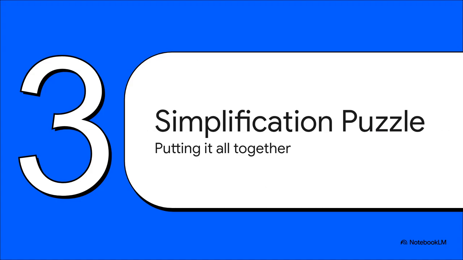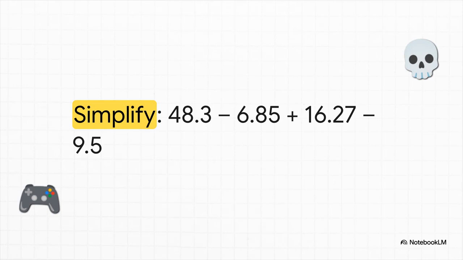Okay, team, it is time for what I like to call the final boss of our worksheet. This problem is going to combine addition and subtraction, but you know the drill by now. There's one core principle that's going to make it all fall into place. So here it is. Simplify 48.3 minus 6.85 plus 16.27 minus 9.5. Wow. Okay, seeing it all laid out horizontally like that, it's just a bit messy. The absolute key here is to get organized first.